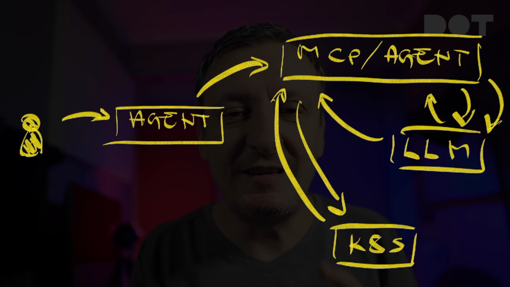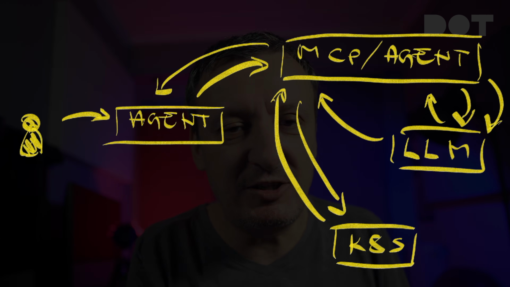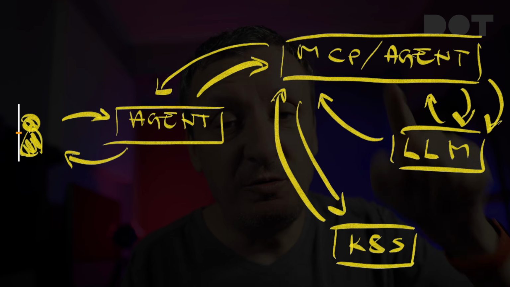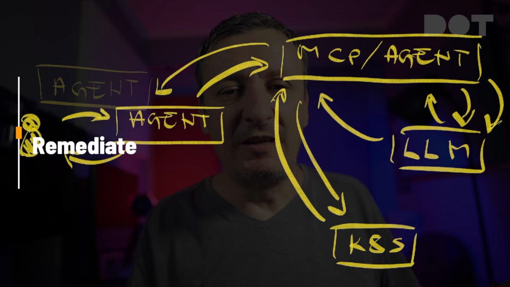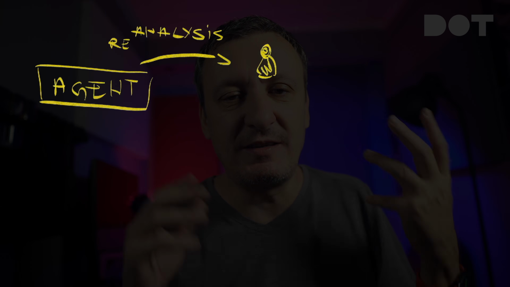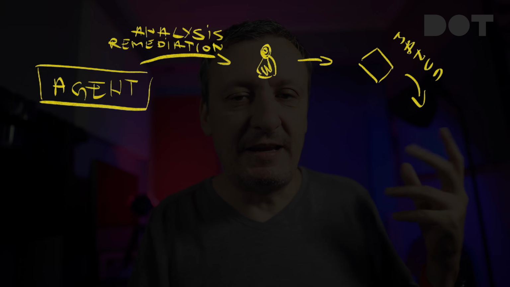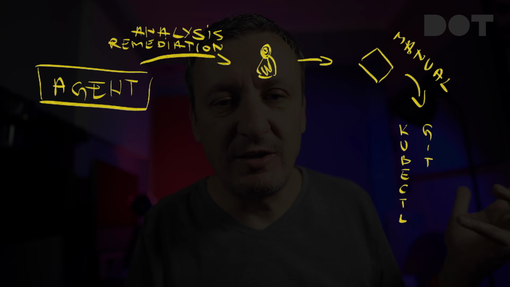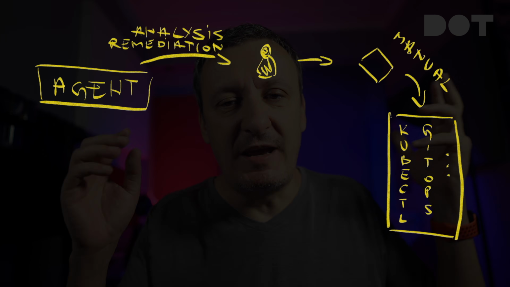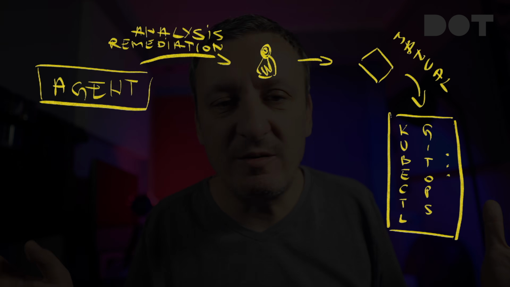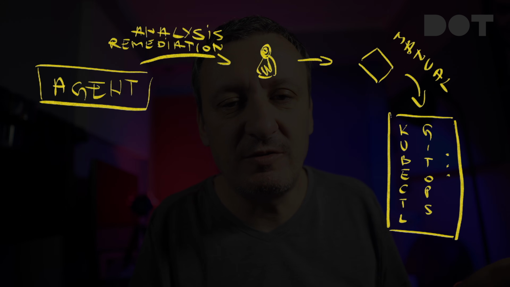The MCP agent then sends this back to the coding agent, which presents it to the user, to you. Now, for remediation, the coding agent presents the analysis and suggested remediation to the user. The user has choices. They can apply the remediation manually by executing kubectl apply, or making changes to files in Git and letting GitOps sync them, or using whichever other process they prefer.